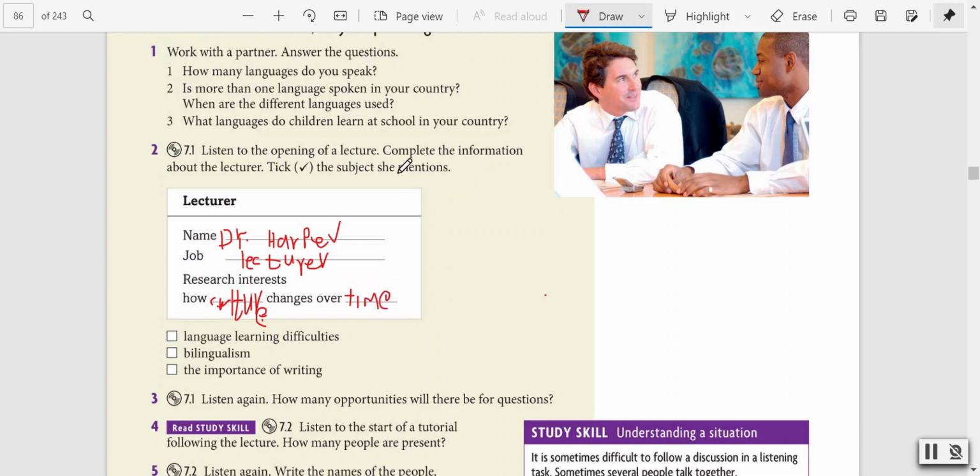And we must take the subject that she mentions. Language learning difficulties, bilingualism and the importance of writing. She mentioned one of them, which is bilingualism. It means people who can speak two languages. We call these people bilingual.